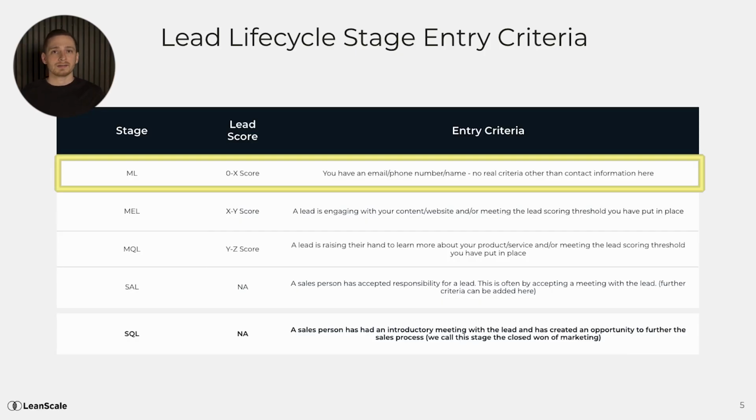Starting with marketing lead, this is really any contact that you have in your database. You could have an email, a phone number, a name. It doesn't necessarily mean that they've engaged with any of your content. It doesn't mean that they've raised their hand to talk to anybody. Often these come from list downloads, or they come from database transfers, or it's just a generic contact that you have in your system. If you're using a scoring methodology, you would want to say anywhere from the score of 0 to a score of X. You would determine what that criteria is to remain in that stage.